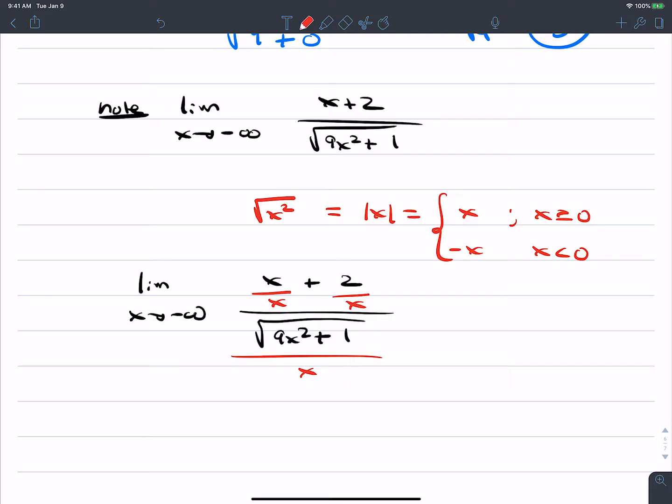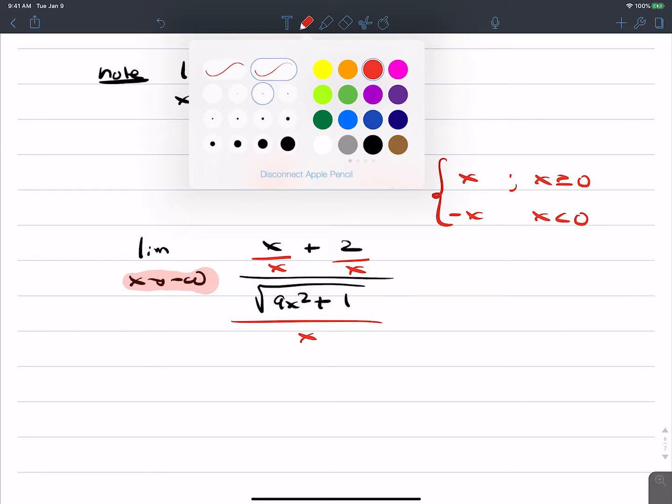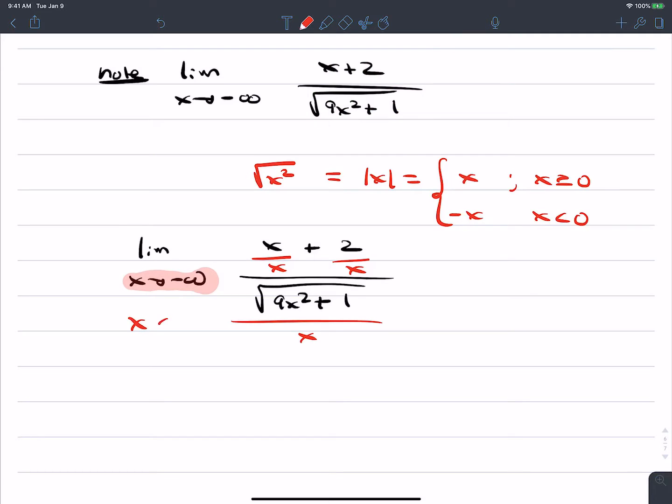Okay, so far so good? Well, we're going to see. I'm going to tell you guys that x certainly can be negative, can it? You see this limit? X is negative, and x could be negative. Is that true?